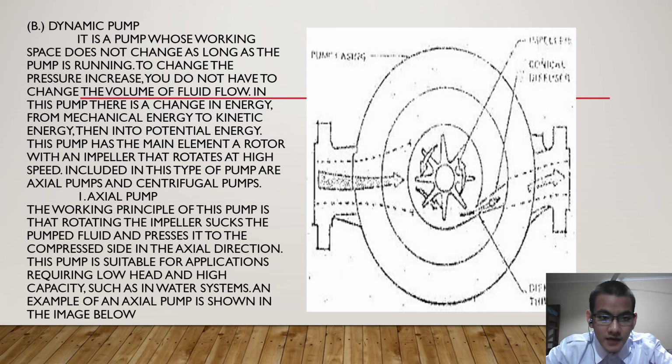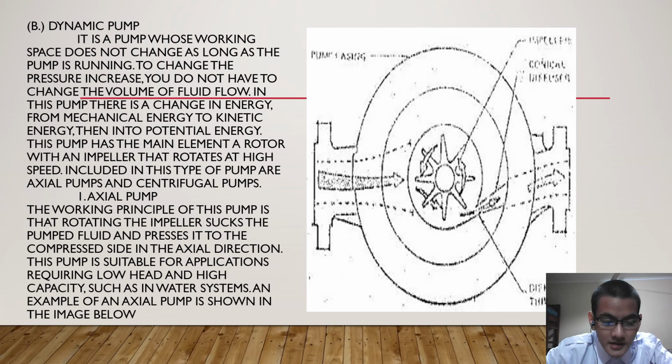Okay, the dynamic pump. It is a pump whose working space does not change as long as the pump is running. To change the pressure increase, you do not have to change the volume of the fluid flow in this pump. There is a change in energy from mechanical energy to kinetic energy then into potential energy. This pump has as its main element a rotor with an impeller that rotates at high speed. Included in this type of pump are axial pumps and centrifugal pumps.